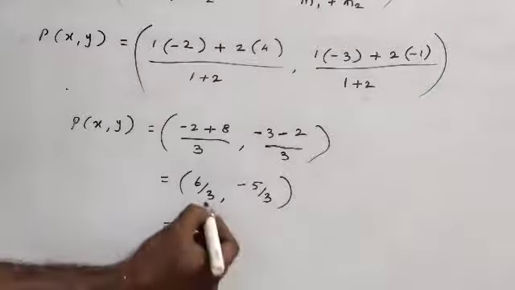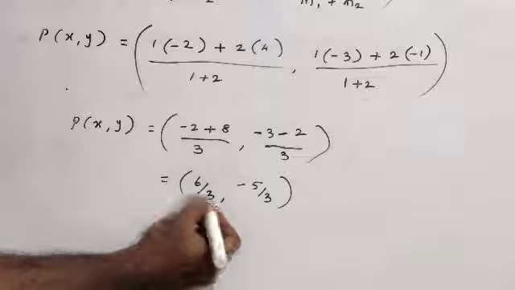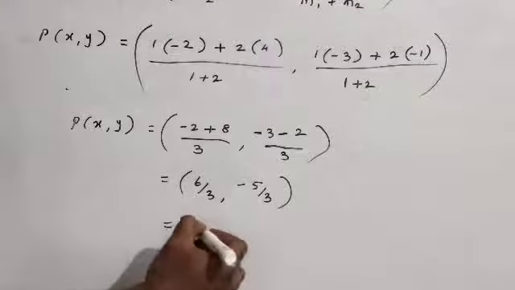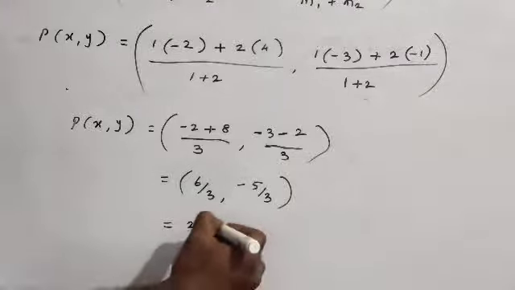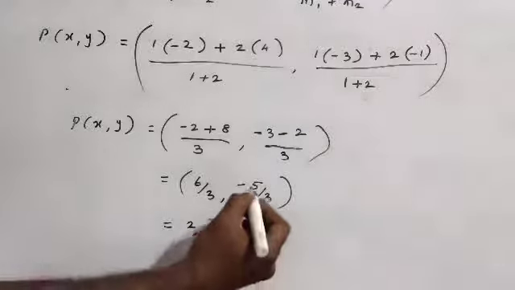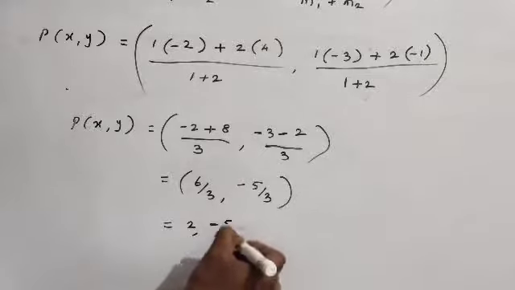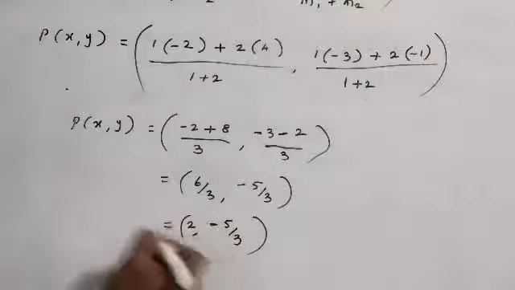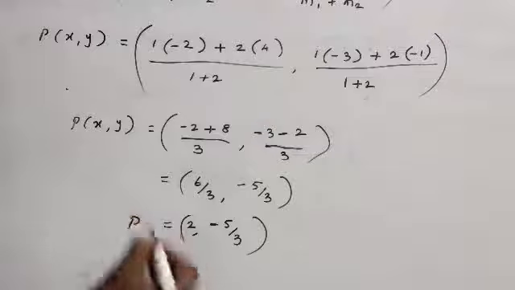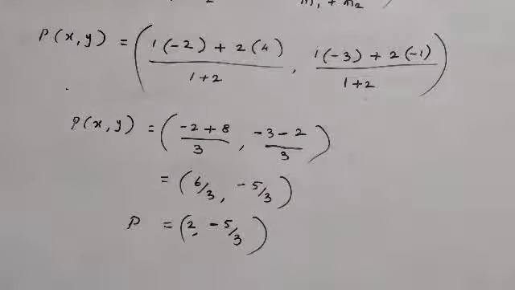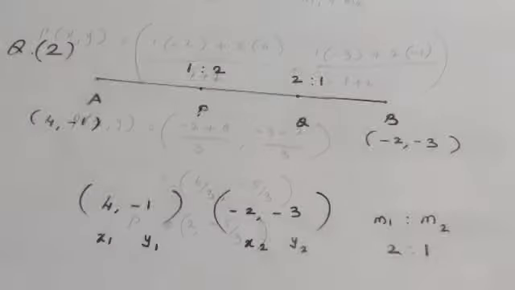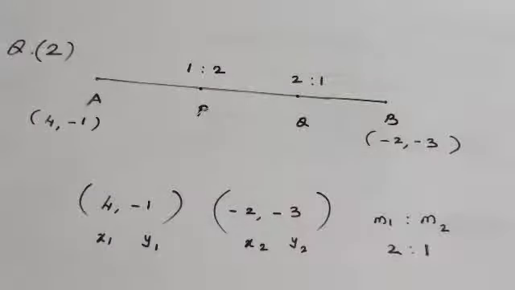By cancelling 6 and 3, 1 3s are 3, 2 3s are 6. Here we can't cancel 5 by 3, so write it as it is, 5 by 3. So the point P is 2, -5 by 3.